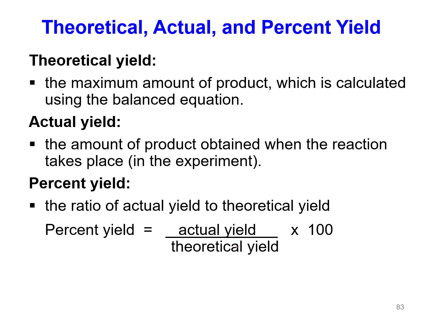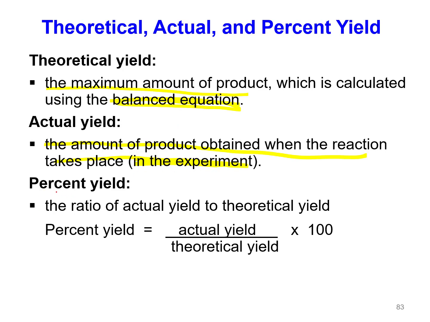Okay, last part: theoretical, actual and percentage yield. Theoretical yield is the maximum amount of product, calculated using the balanced equation. The actual yield is the amount of product obtained when the reaction takes place. This we get from the experiment. The theoretical we get from the equation. The actual we get from the experiment.